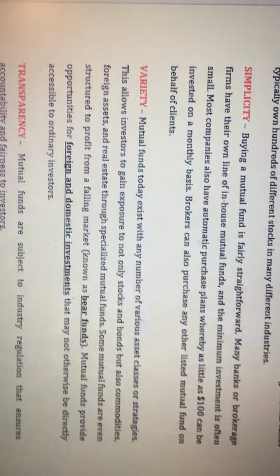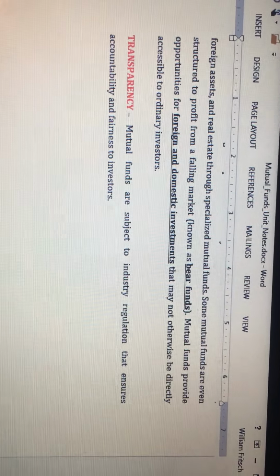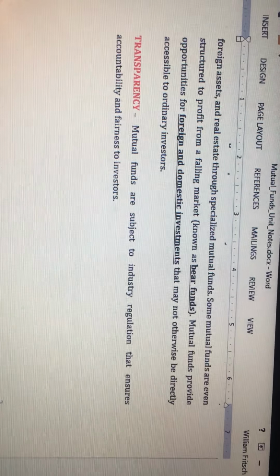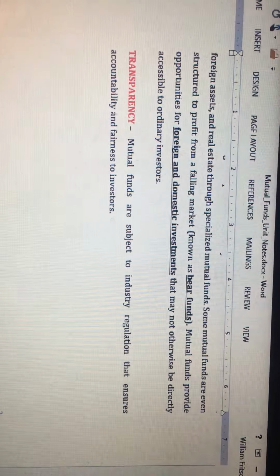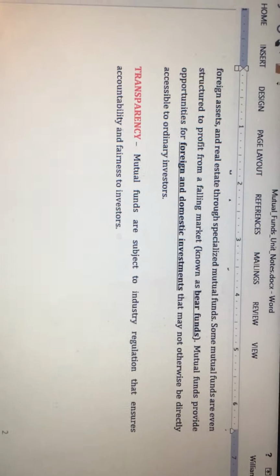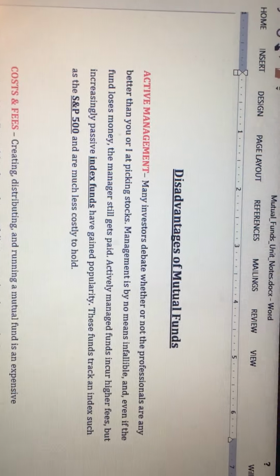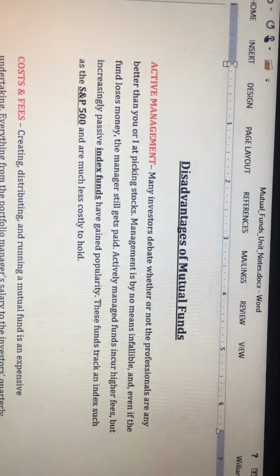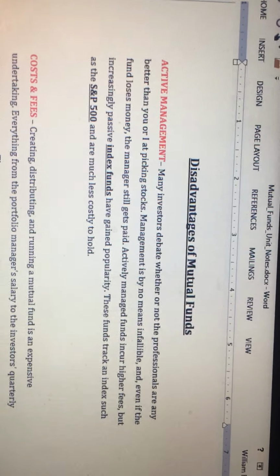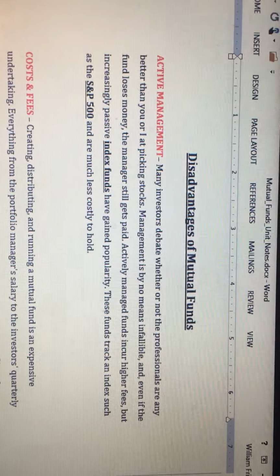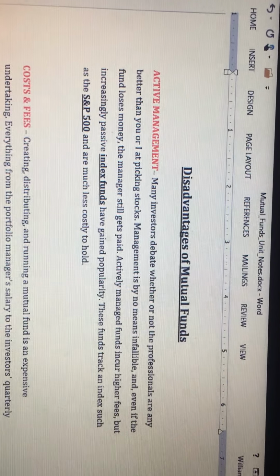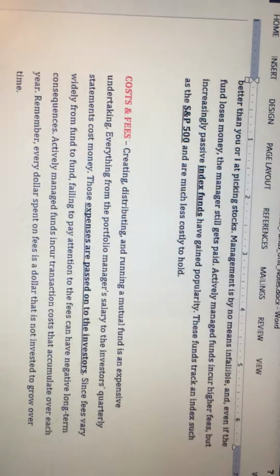There's a huge variety, which we're going to see. And there's transparency. Mutual funds are subject to industry regulation that ensures accountability and fairness to investors. So mutual funds are highly regulated, which is a good thing. All right, there are disadvantages. If there's too much active management, it could hurt your overall return because there are fees involved in owning mutual funds. That's the next disadvantage I talk about: costs and fees of buying into a mutual fund.